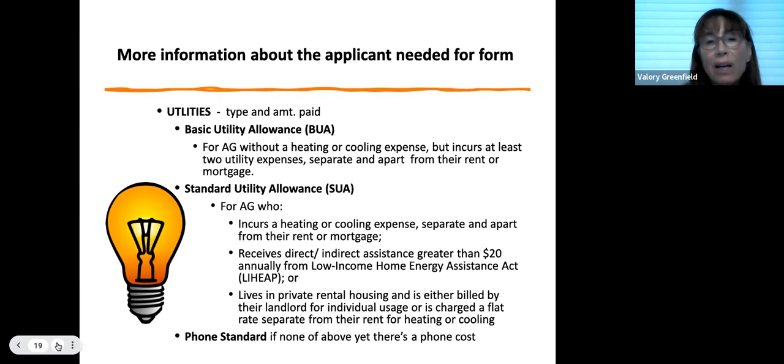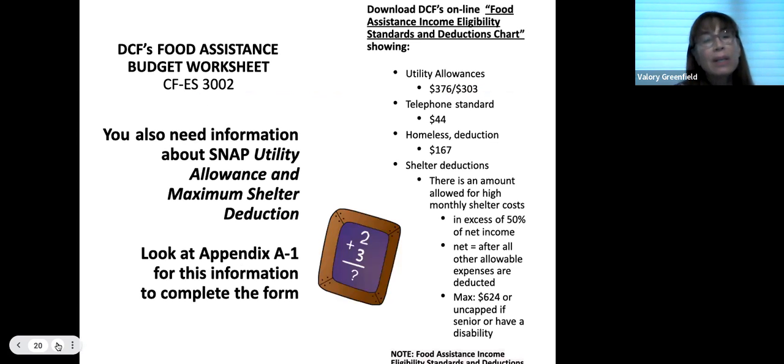Same with basic utility allowance. It incorporates all that you're going to get if you don't have a heating or cooling expense and have at least two other utility expenses. Next slide. So you found out all that information about your household. What else do you need in order to use this worksheet?